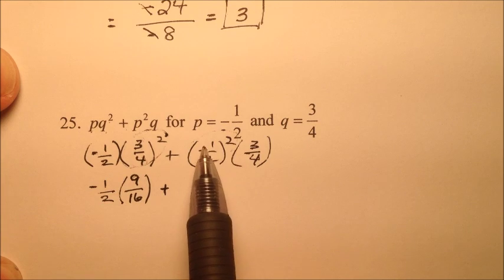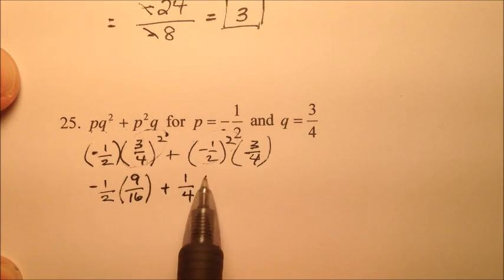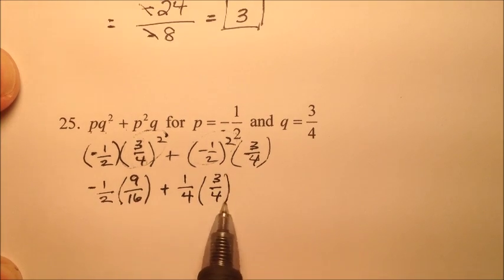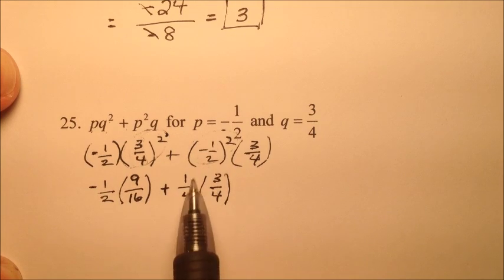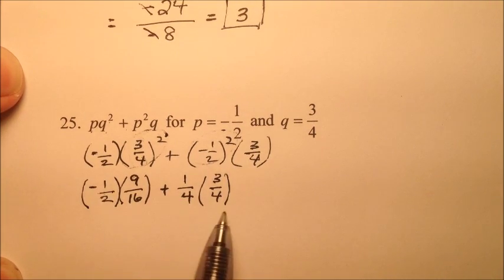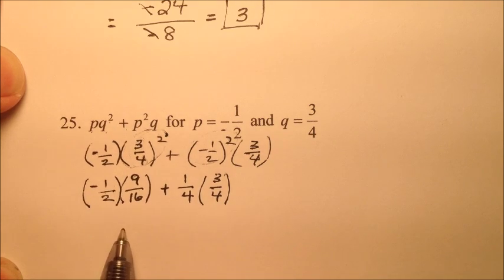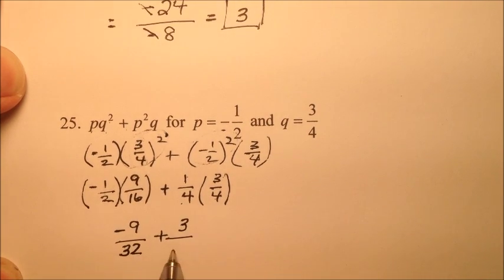Okay, same over here. It'll be a negative 1 squared and a 2 squared, so it'll be 1 over 4 times 3 over 4. So all I've done, I squared this thing, and I squared this thing, and everything else got brought down. Okay, so we're multiplying this. Negative 1 times 9 is a negative 9 over 2 times 16, which is 32. And we're going to add 1 times 3, which is 3, and 4 times 4, which is 16.